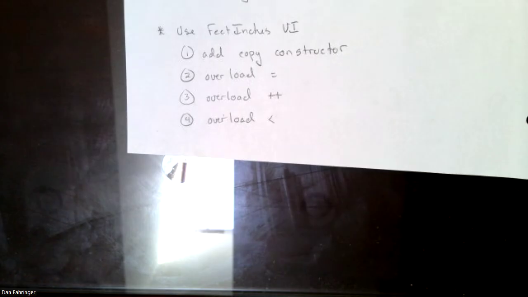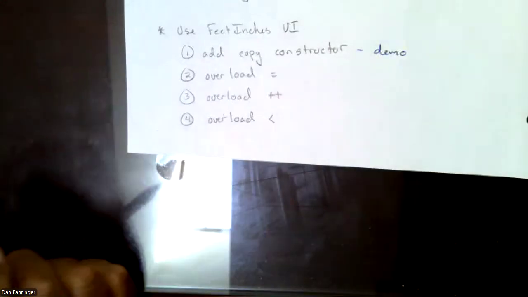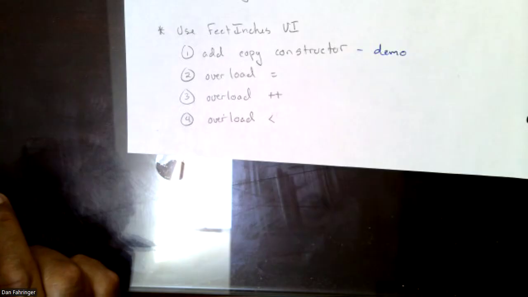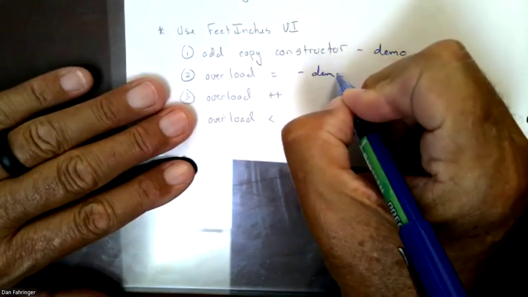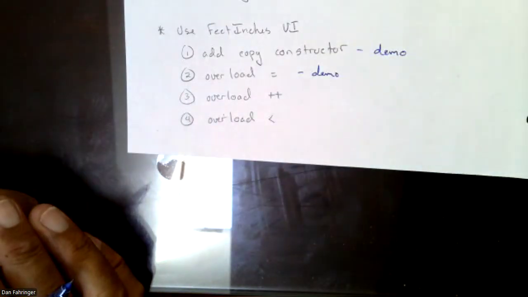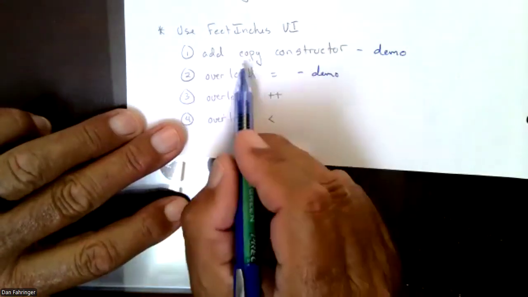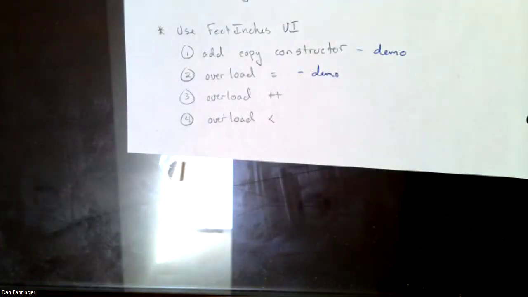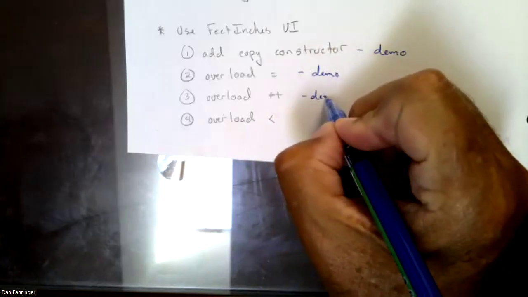I want you, in your groups that I'm putting you in, to include an add copy constructor. As soon as you do this, you go to the demo and test it out. Then I want you to overload the assignment operator. As soon as you do that, go to the demo and check it out. I don't think you're going to get to 4, but if you can get these first 3 done, you'll have a great understanding of what we were covering today. And again, once you do this, go demo it.